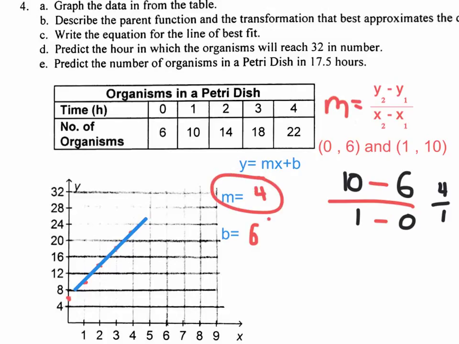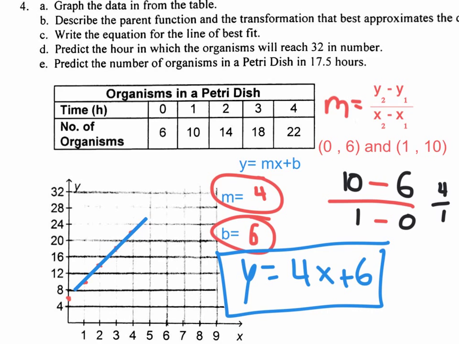So we have the m, we have the b. That means we have the line that best fits equation. And that equation is y equals 4x plus 6. And I believe that's part C. They're asking, write the equation for the line that best fits. This is it right here.